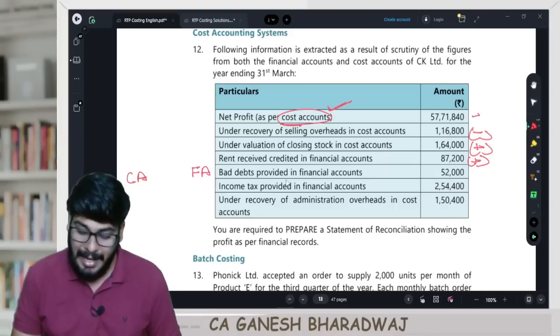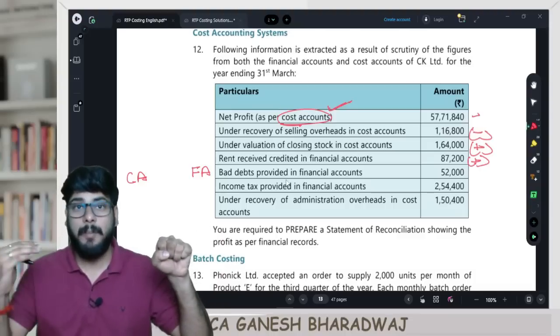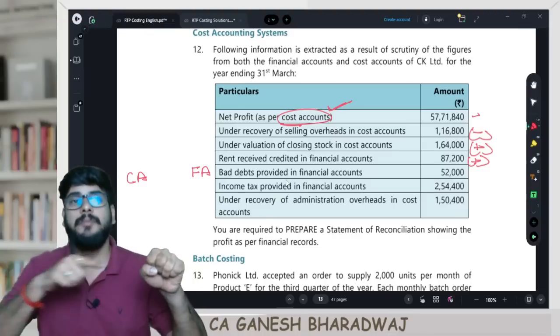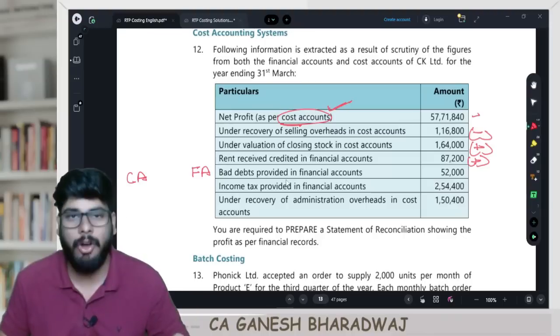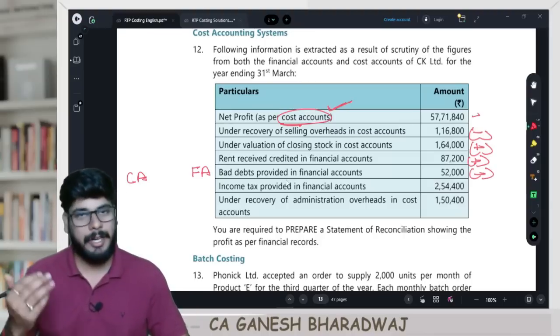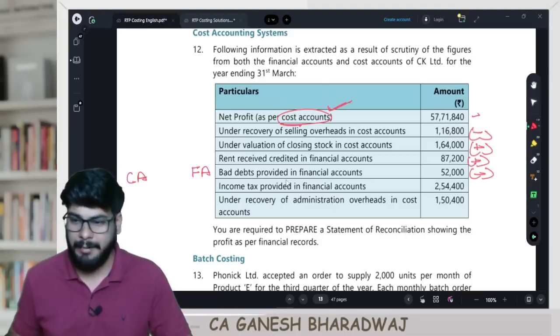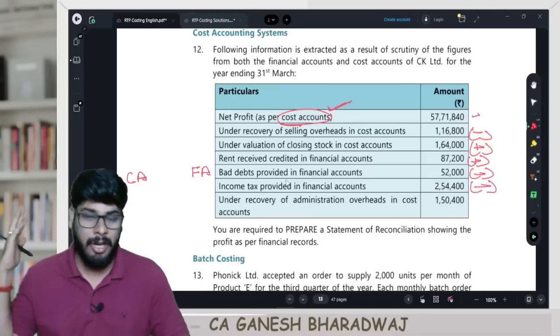Next. Bad debts provided in financial accounts. So in cost accounts, bad debts has not been considered, but this item is a debit item in your financial accounts. So from costing profit, if you want to reach your financial profit, this item needs to be further debited or further reduced. So this is a less item. Income tax provided in financial accounts, the same thing. It is not provided in costing, but it's a debit item in your financial accounts. It needs to be reduced in order to arrive at your financial profit.